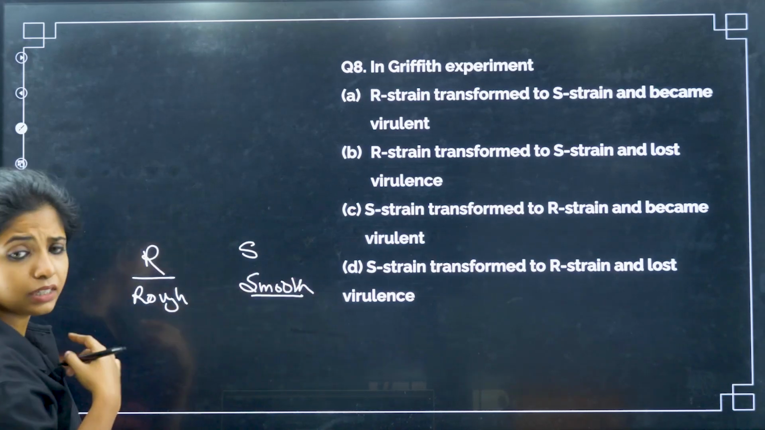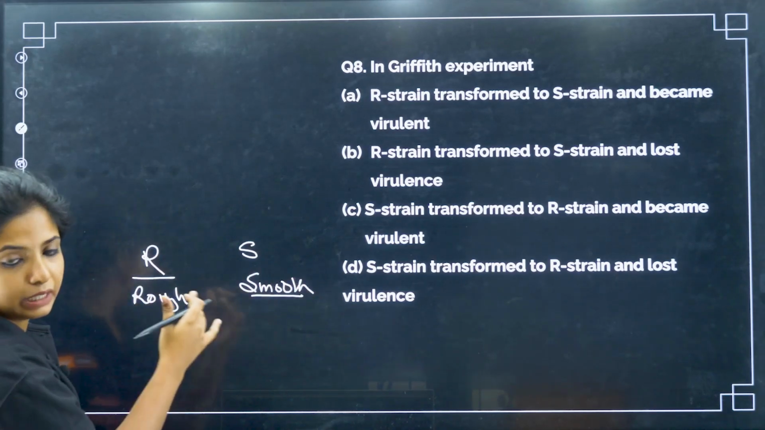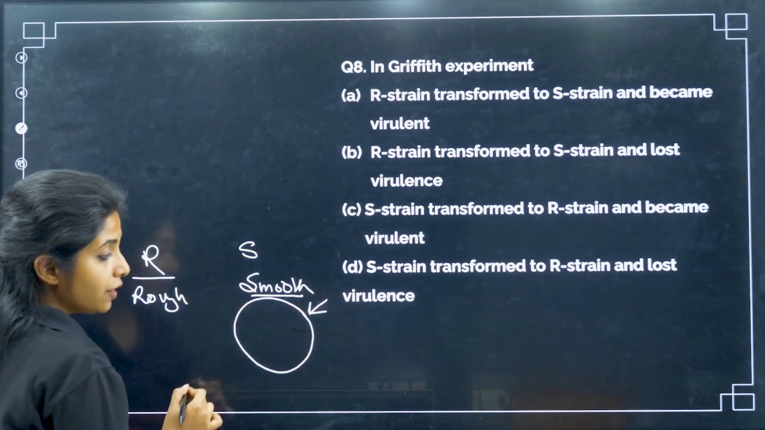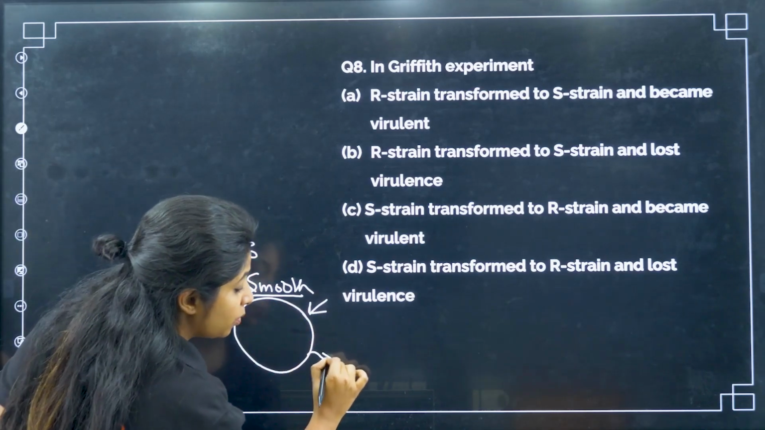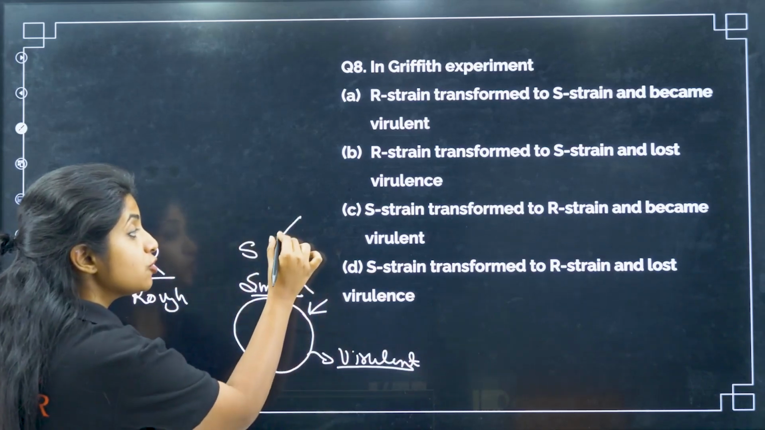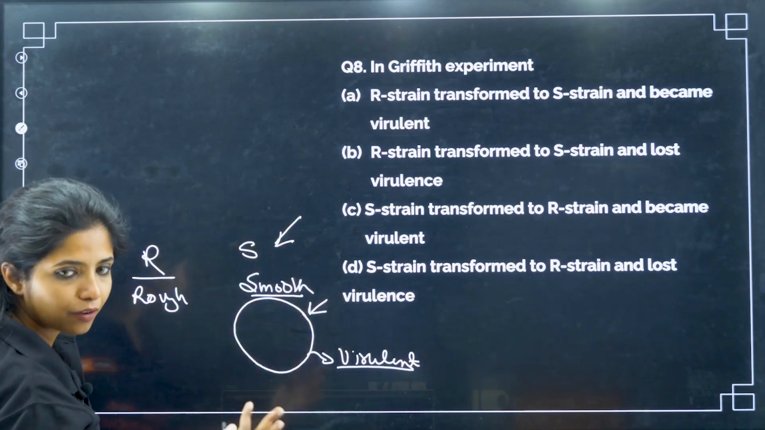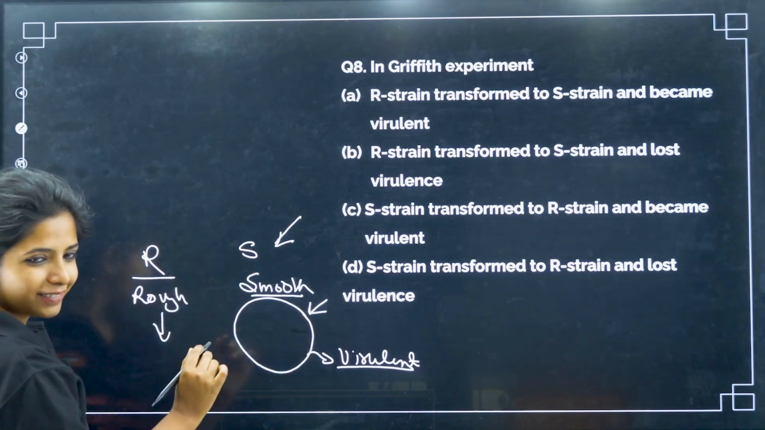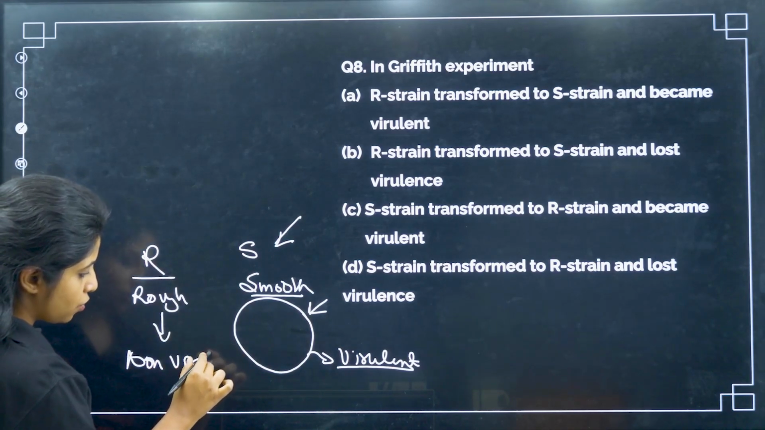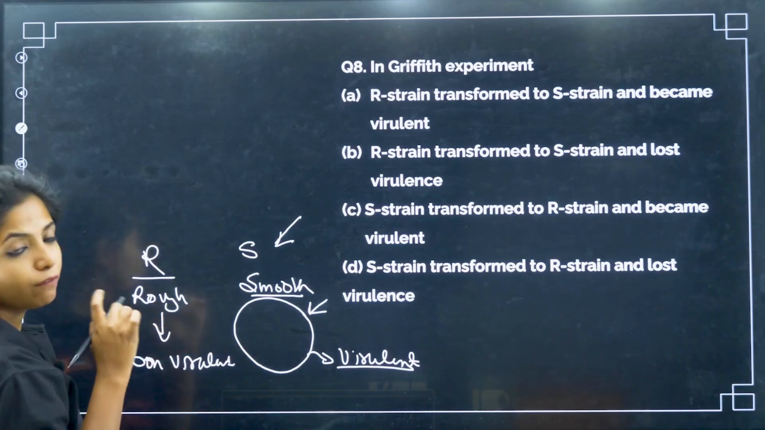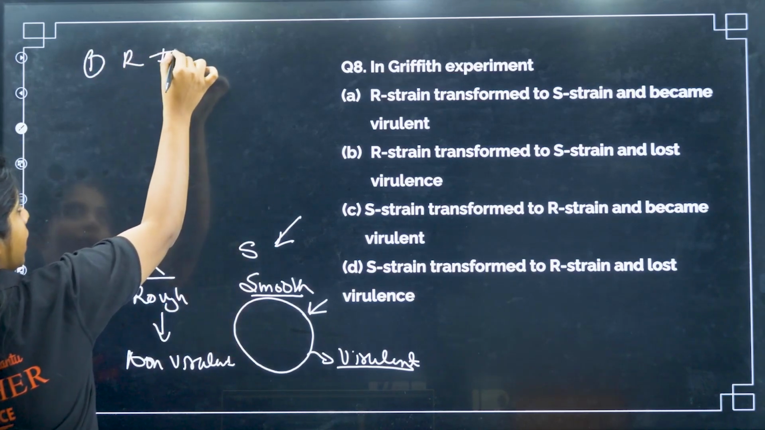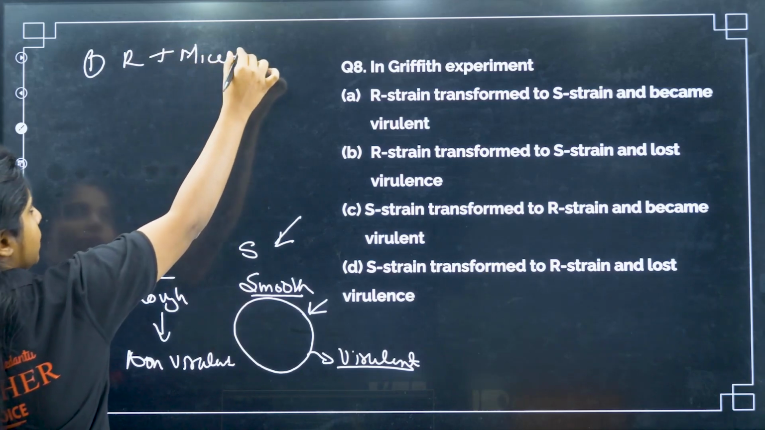Now what exactly happened? What made it rough? What made it smooth? There was an extra layer surrounding it, which is why it was smooth. And because of this, it was virulent. That means any organism infected with the S strain of the bacteria would die. R strain did not cause any problems. It was non-virulent. Now, my dear children, you have three or more different scenarios. I put R strain into a mouse, and I find that the mouse lives.